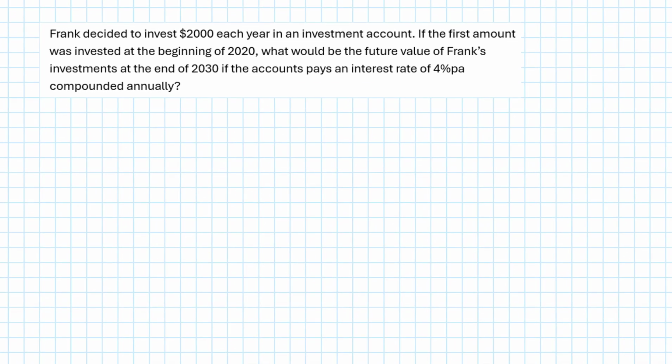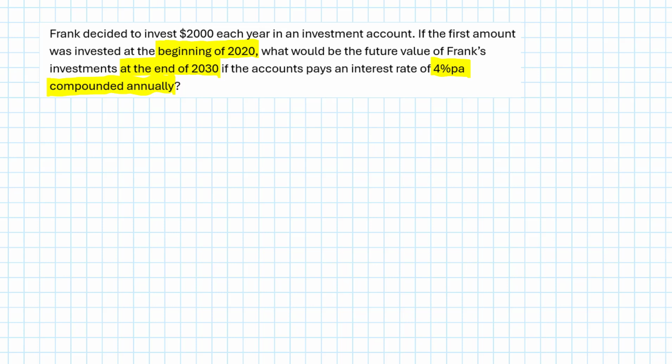So Frank decides to invest $2,000 each year in an investment account. If the first amount was invested at the beginning of 2020, that beginning is really important. What would be the future value of Frank's investment at the end of 2030? If the account pays interest at 4% compounded annually.